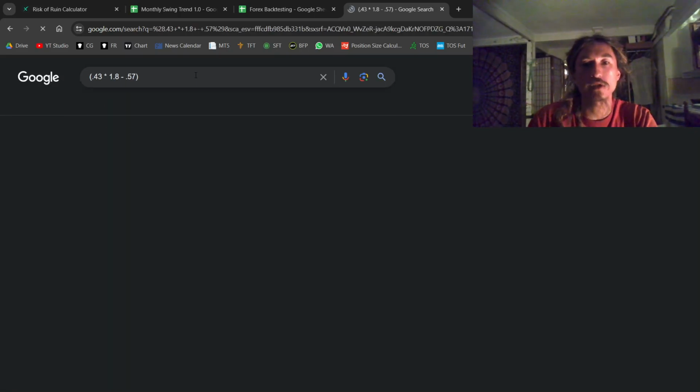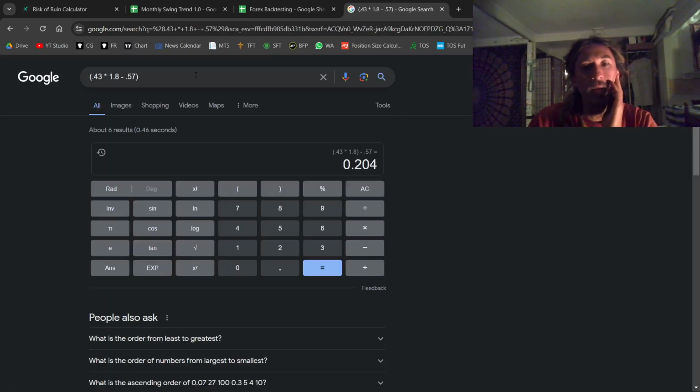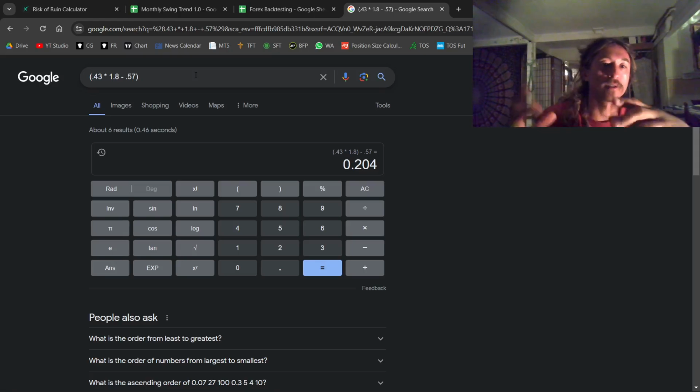So if I put on a trade, I'm expecting to make 0.2 of what I risk. If I put on $1,000, I expect to make $200 on average. The larger the sample size, the better.